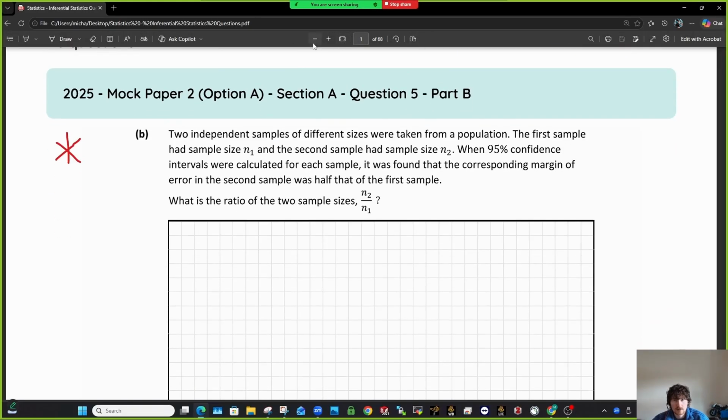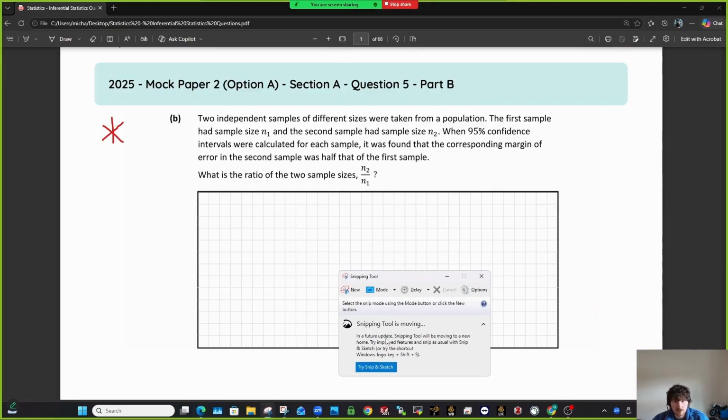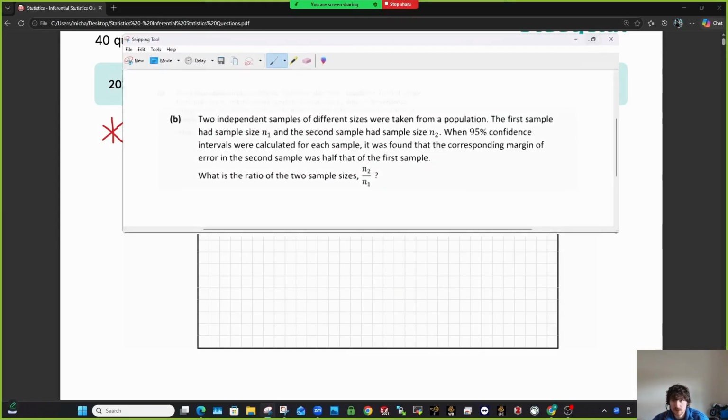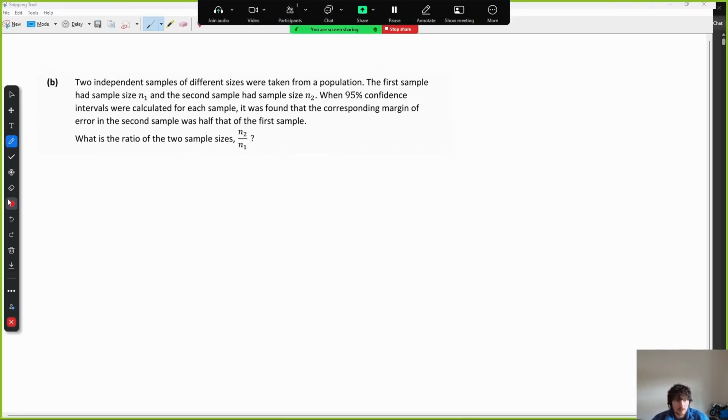As always, once I've set up the problems, pause the video and give them a go, because that's the way you get the most out of the videos.